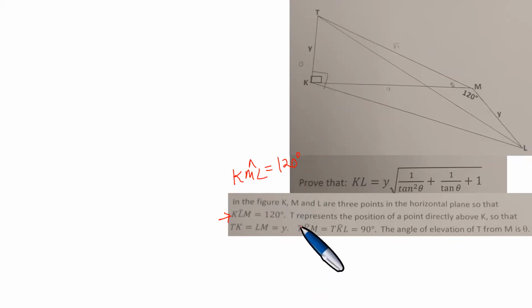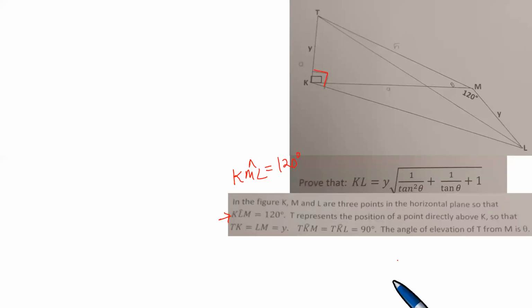So examiners don't do this, because the examiner just put K, L, M instead of K, M, L. Right, so T represents the position of a point directly above K. There is T up there. So that TK is equal to LM. Right, there's TK equals LM, and this is Y, and that is Y. TKM equals 90 degrees, but there's also TKL, which is also 90 degrees. I'm glad that you have shown the two angles of 90 degrees there.